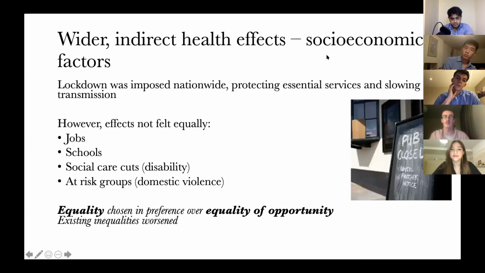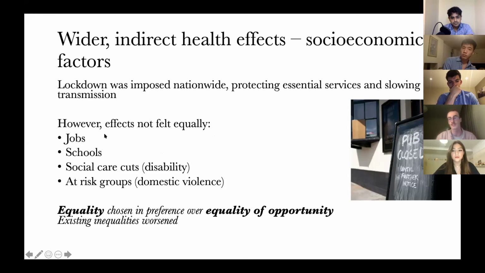Finally, I'm going to talk a bit about the socioeconomic factors and some of the detrimental effects that lockdown has had in this respect. It was designed to protect essential services and slow transmission. It wasn't a benefit that was distributed equally, but it was a burden, a deprivation of liberty that was distributed equally among all members of our population. However, the effects of this were obviously not felt equally, and there were certain groups in society that were dramatically more disadvantaged by this than others.